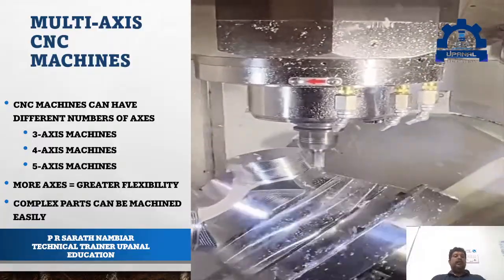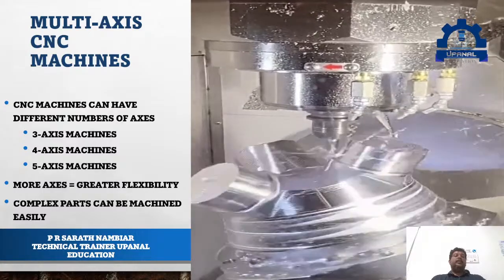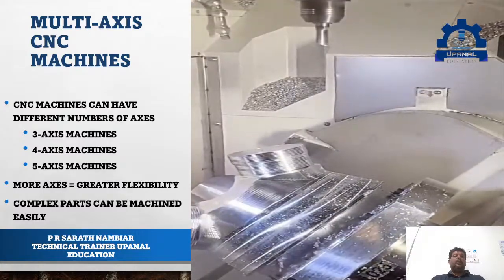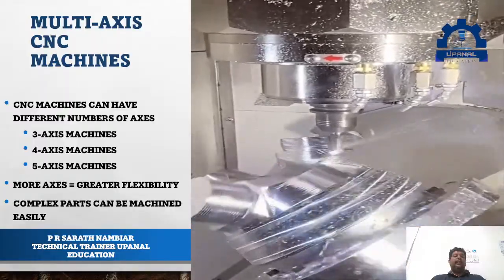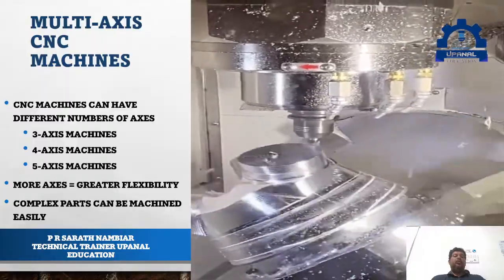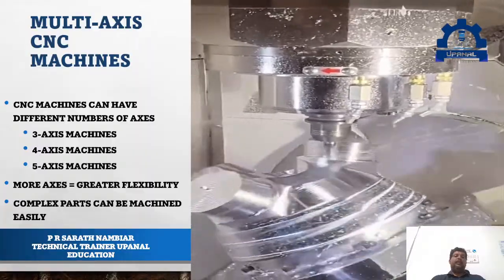Then comes the fourth axis machine. The fourth axis machine contains the three linear axes plus one rotary axis, usually the A axis. This allows the workpiece to rotate, enabling machining on multiple sides without removing or reclamping the component.